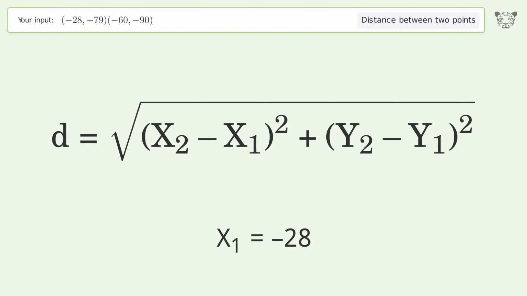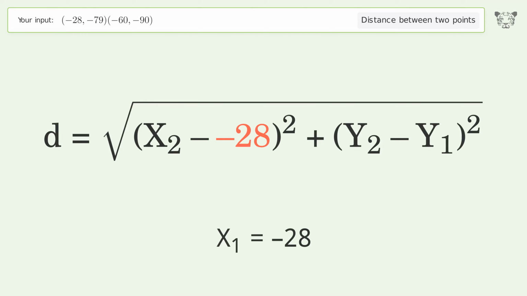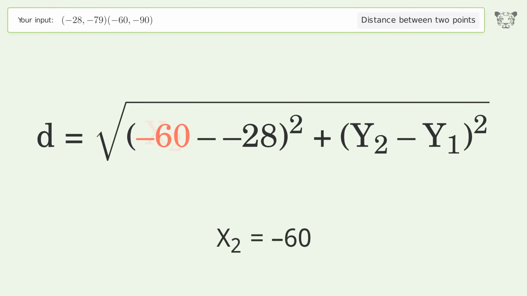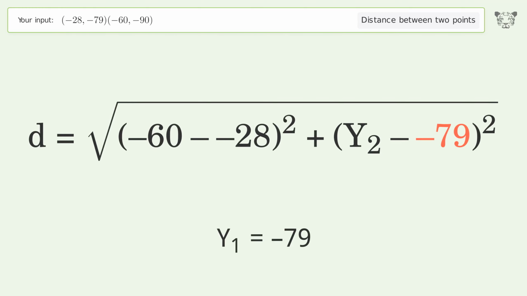x1 equals -28. x2 equals -60. y1 equals -79. y2 equals -90.